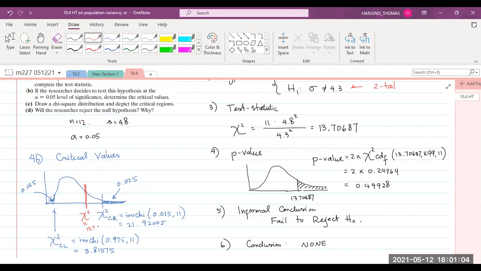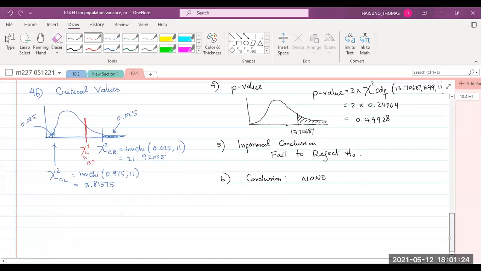Now unfortunately, this section 10.4, hypothesis testing on population variance or population standard deviation, has no functions on our calculator to check. There's no way for us to check that, so you're on your own, basically. Now let's deal with the actual word problems.